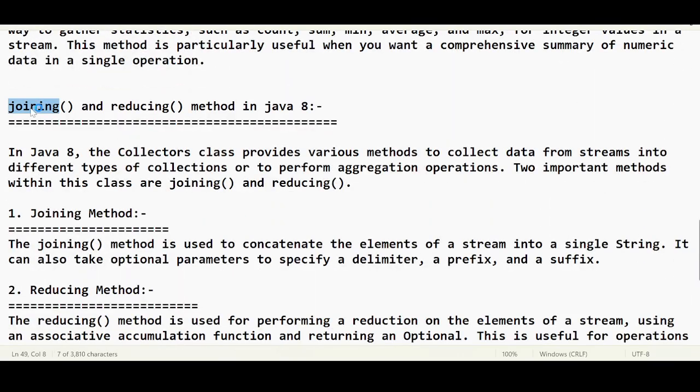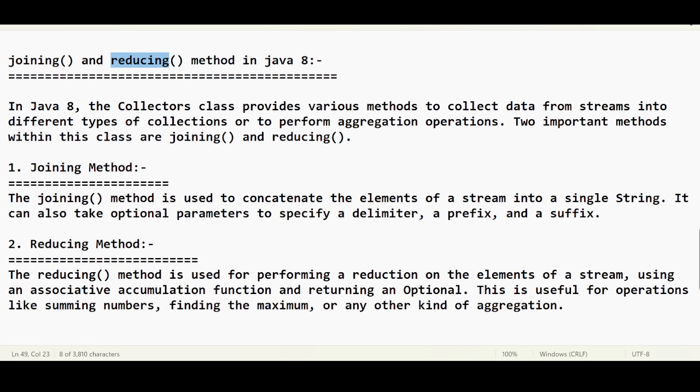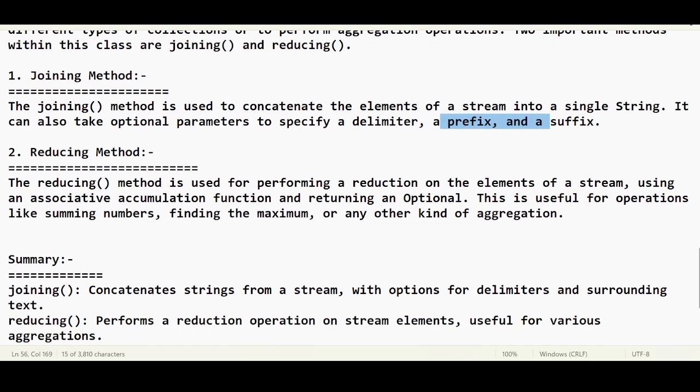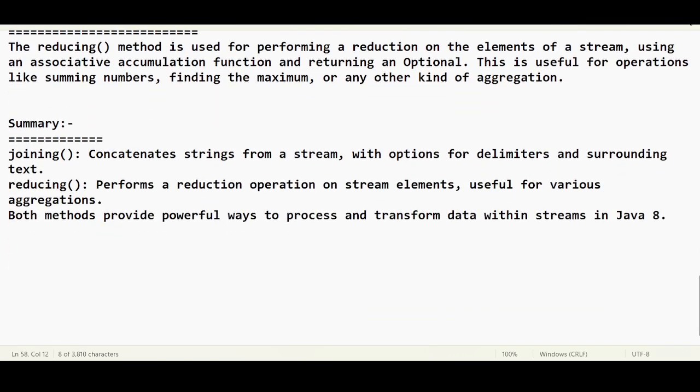Yesterday we concluded the joining and the reducing methods. A joining method, you know what it is? You place a delimiter and you can also place a prefix and suffix. It is going to reduce everything to a single string. And we have discussed the reducing method, which we also used to find the maximum element or the minimum element in a list of objects. We are also able to find the total summation by using the reducing operation. So this is the summary.